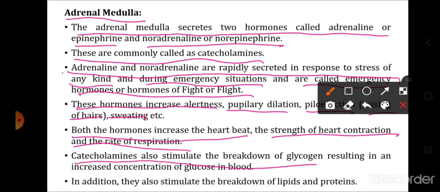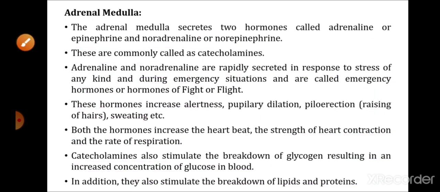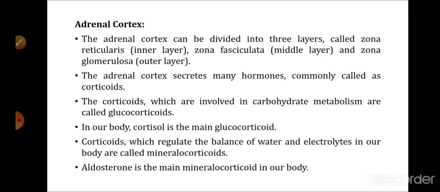Catecholamines also stimulate the breakdown of glycogen resulting in an increased concentration of glucose in blood. ये glycogen का breakdown भी करते हैं, that is glycogenolysis. Glycogenolysis: glycogen, lysis, breakdown. Breakdown of the glycogen into glucose is called glycogenolysis. So of course glucose का amount increase होगा, glucose increase होगा तो energy का production होगा. They also stimulate the breakdown of lipids and proteins because these are also the energy rich components of our body. कोई भी स्ट्रेस को फेस करने के लिए भी रिक्वायर एनर्जी. सो ये ऐसे चेंजेस लाएगा बॉडी में जिसकी वजह से एनर्जी प्रोडक्शन इंक्रीज होगा.